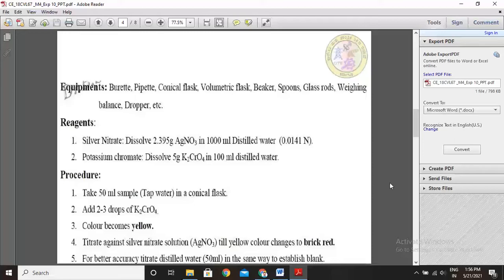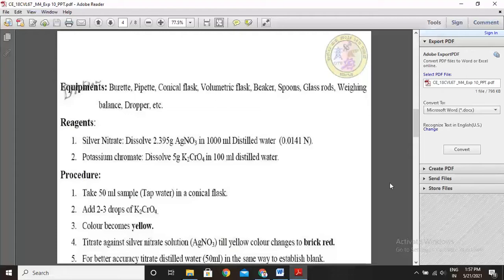Now, how to prepare the silver nitrate reagent? I will give the steps. Dissolve 2.395 gram silver nitrate in 1000 ml of double distilled water and dilute it clearly. Now it becomes 0.0141 normality silver nitrate reagent.